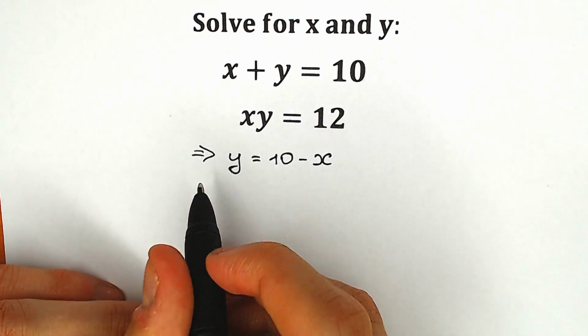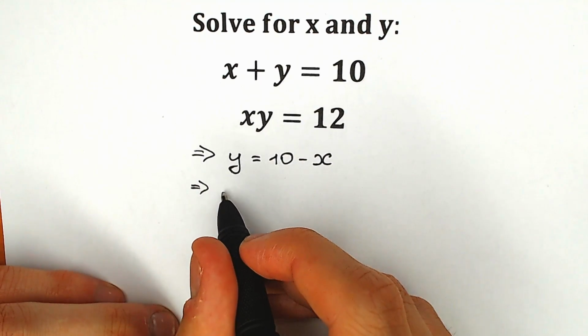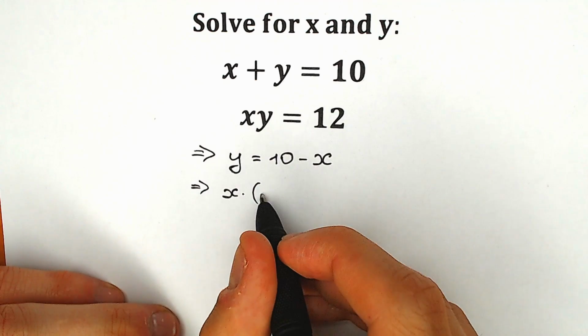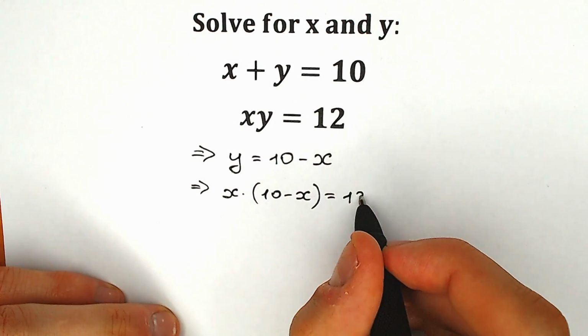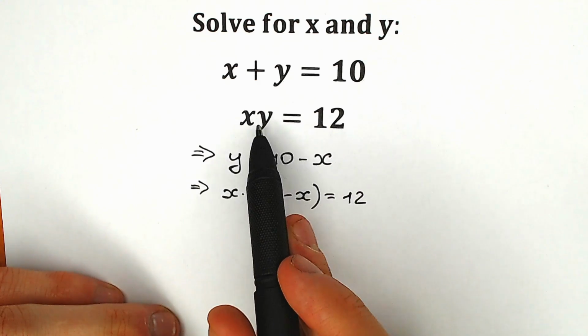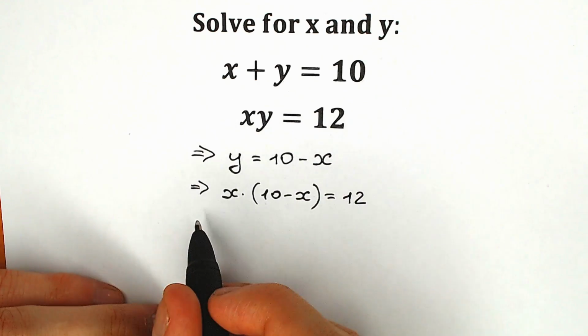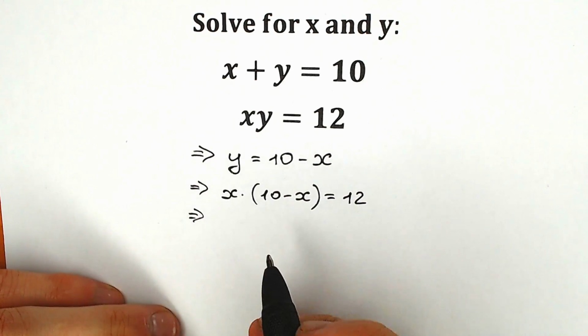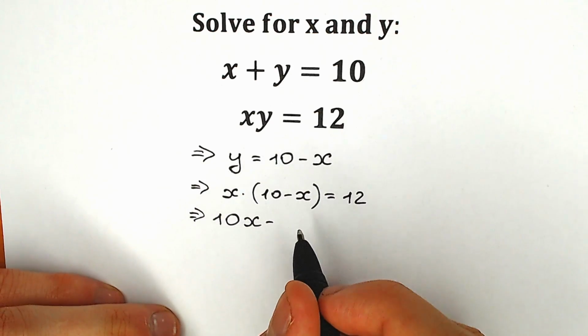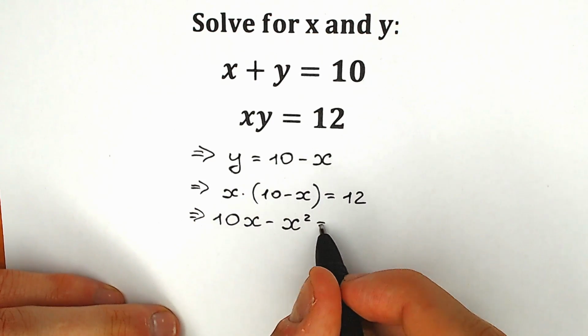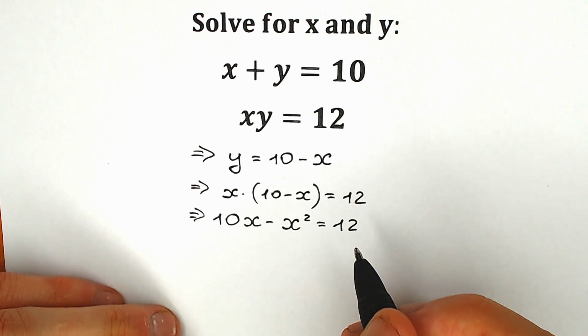So let's do this right now. As a result, we have x times 10 minus x equal to 12. Okay, into the second equation we plug it, and right now let's simplify this. First of all, let's multiply this x by this parentheses. As a result, we have 10x minus x squared equal to 12, and this is a quadratic equation, but we need a slightly different order.